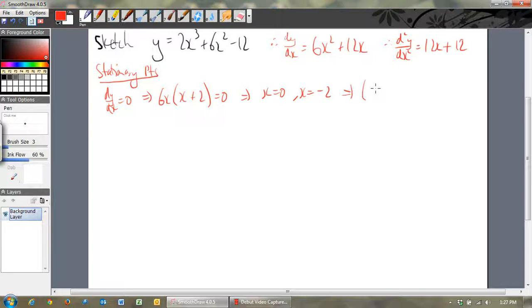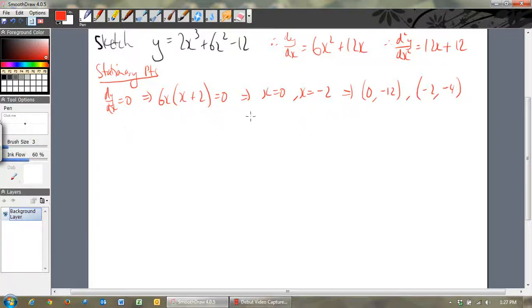Okay, and so just to get our actual coordinates, 0 and 0. Oh, sorry, I'm looking at the wrong one. I was looking at the derivative. Back to the function, when x is equal to 0, y is equal to negative 12. And when x is equal to negative 2, y is equal to negative 8 times 2, negative 16 plus 24 is negative 16 plus 24 is positive 8, negative 12 is negative 4. So they're our turning points there.